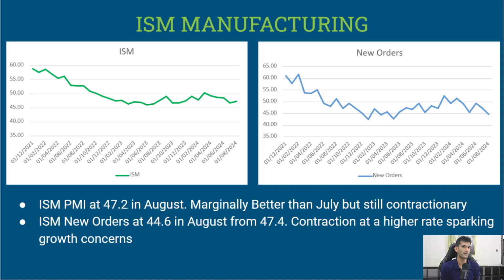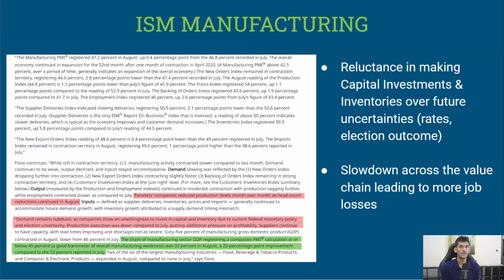So it's very important to look at the ISM new orders, especially when it's indicating contraction at such a high rate. These are some comments from the ISM manufacturing report. So I've highlighted a few areas that could be of interest. In summary, there is a reluctance in manufacturers making large capital investments and investments in inventories because of future uncertainties linked to the rates policy and also linked to the elections in November.